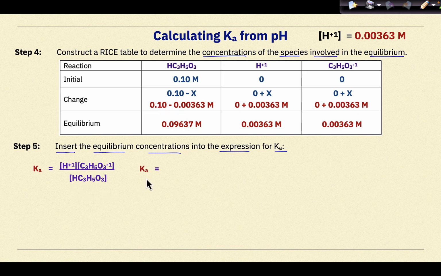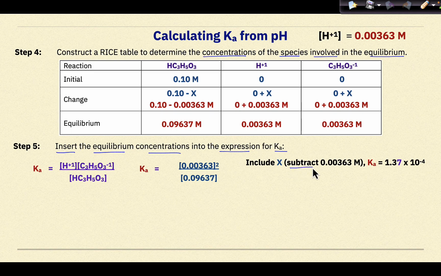So Ka is equal to 0.00363 squared, because that's representing these two values right there, divided by our equilibrium concentration of our weak acid. This includes the X. So in this first scenario, we're subtracting the 0.00363 molar, where Ka is 1.37 times 10 to the negative 4. Now, considering that this is two significant figures, the Ka value would be 1.4 times 10 to the negative 4.